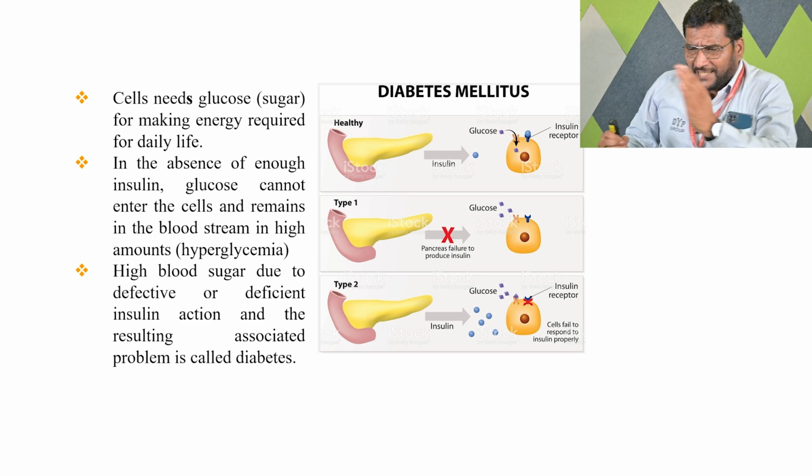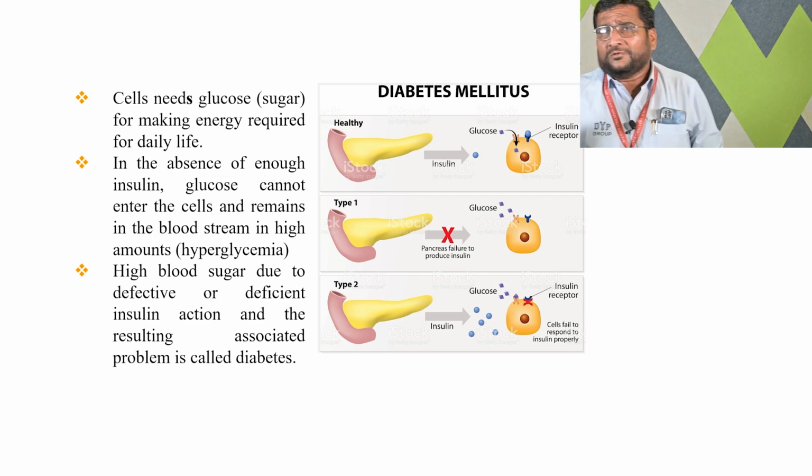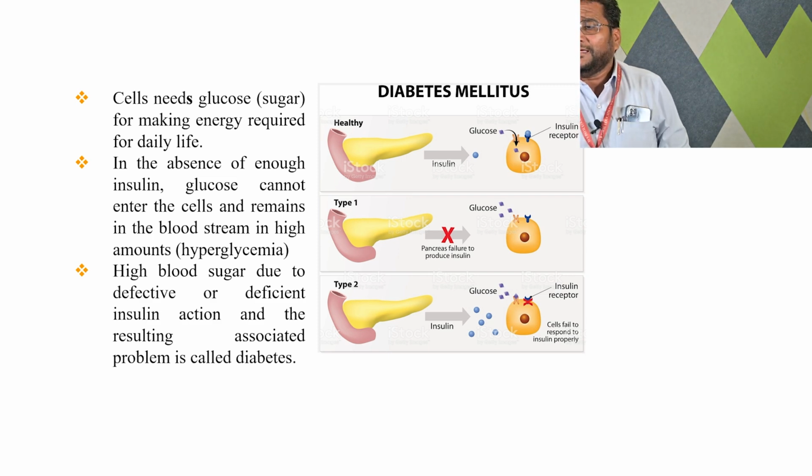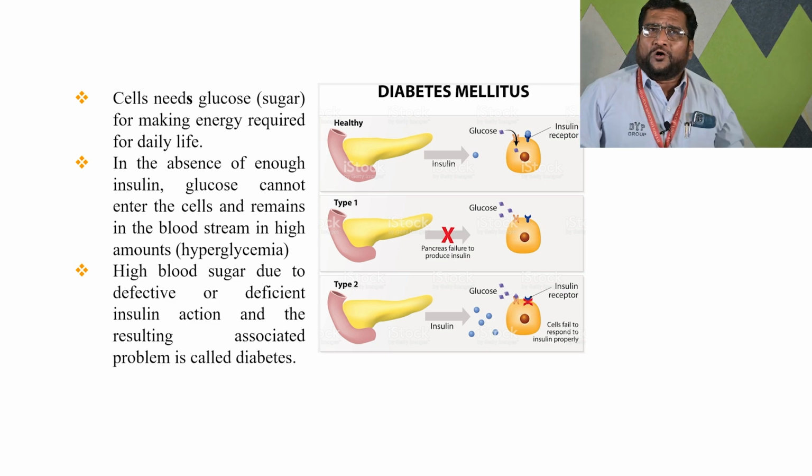So as far as the type 1, type 2 part is concerned, if you see the first diagram, a healthy pancreas releases insulin, and here some receptors are there. So the insulin receptors are here. Once insulin acts on those receptors, which have the affinity, after that it opens the doors of the cell, and in this way glucose gets inside the cell and performs its normal function.